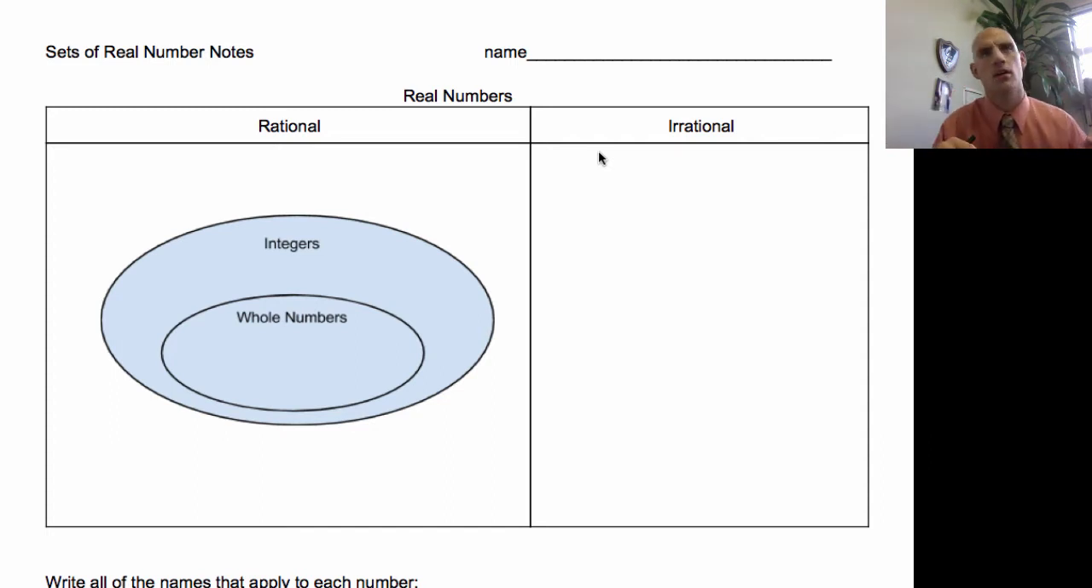I know you're thinking, well, what's a real number? Aren't they all real? I can really write them. Okay, but there's some that are called imaginary numbers. We're not going to talk about those today. We're going to talk about real numbers and the categories that they fall into.